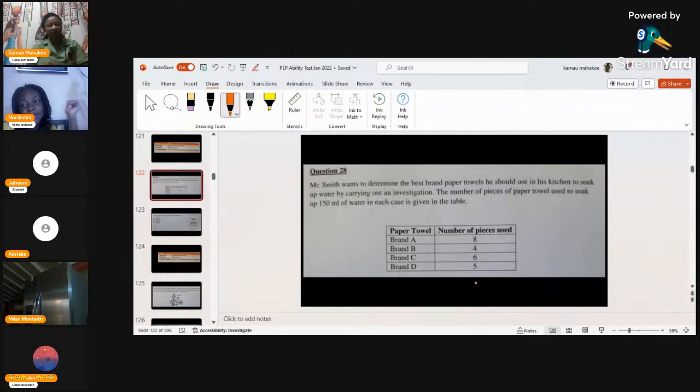All right, read it again, please. Mr. Smith wants to determine the best brand of paper towels he should use in his kitchen to soak up water by carrying out an investigation. The number of pieces of paper towel used to soak up 150 milliliters of water in each case is given in the table. Brand A, the number of pieces used is 8. Brand B, 4. Brand C is 6. And brand D is 5. Okay, thank you, Abriel.